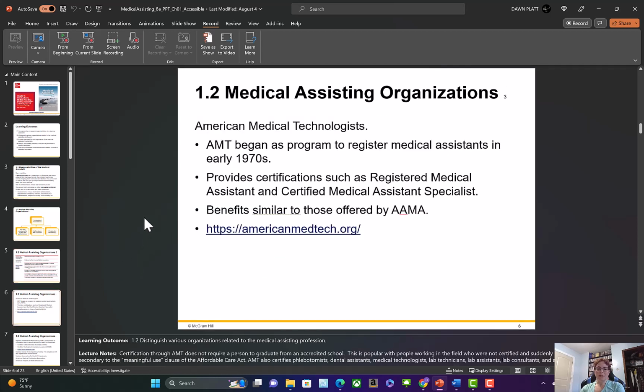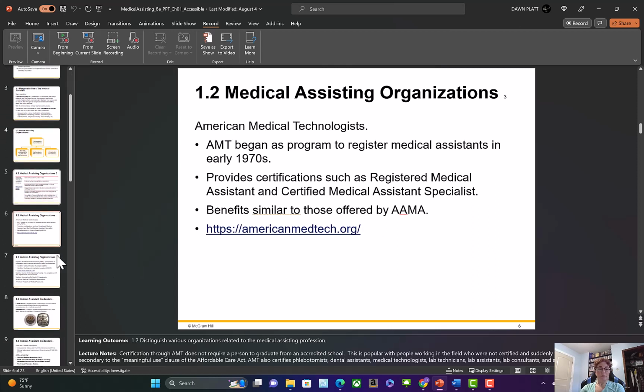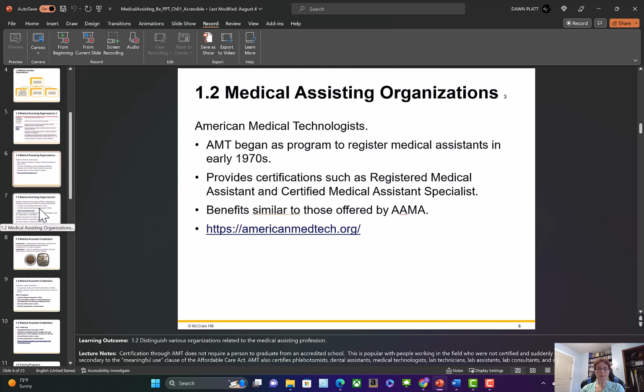The other one is American Medical Technologists. This one here has several different certifications for medical assistants, whether it's the clinical side or the administrative side. So definitely take a look at that. Again, you're going to want to look at the AMT as far as what certifications they have to offer, how many CEUs you need to renew, how much it costs, and how often you would need to renew that. If you click on this link, that'll take you to their website, so that way you can research more information on American Medical Technologists.